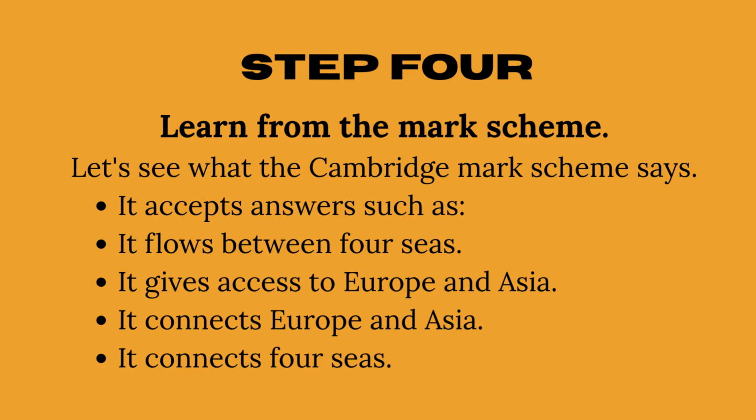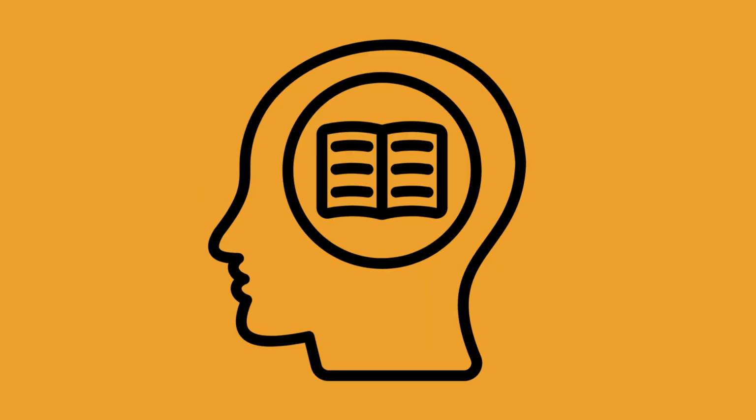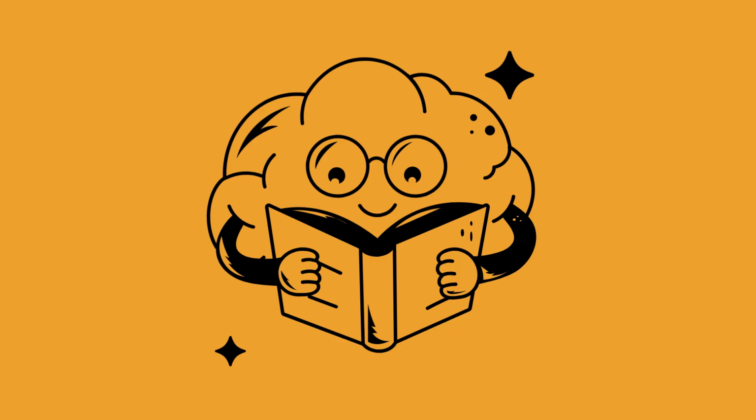Step 4. Learn from the mark scheme. Let's see what the Cambridge mark scheme says. It accepts answers such as: it flows between 4 seas. It gives access to Europe and Asia. It connects Europe and Asia. It connects 4 seas. Notice something important. The mark scheme allows different wording as long as the meaning remains the same. This tells us that Cambridge is testing understanding, not memorization.